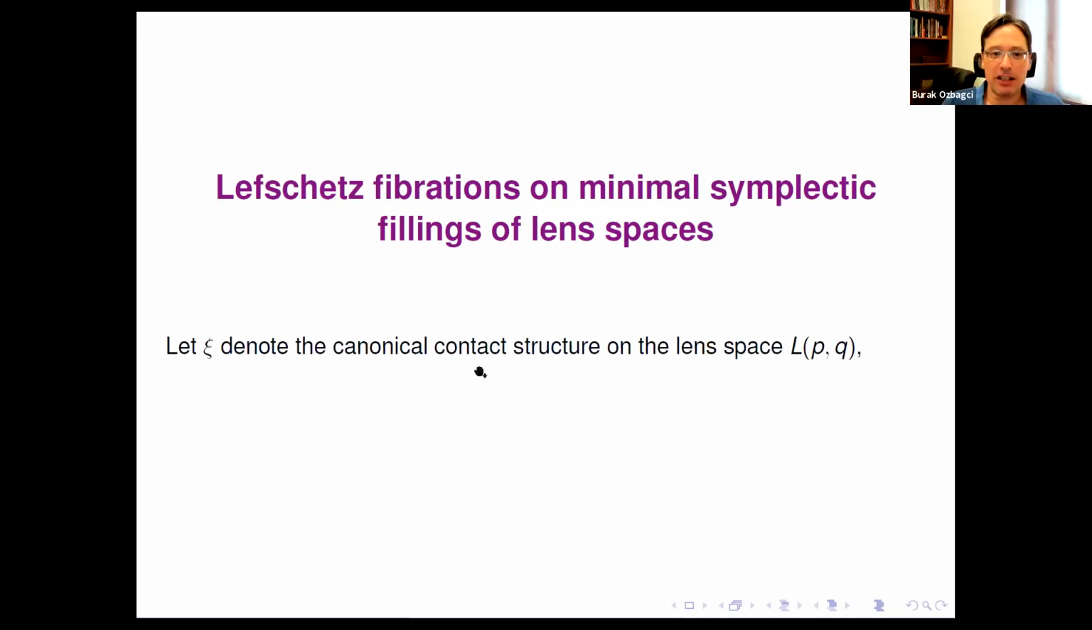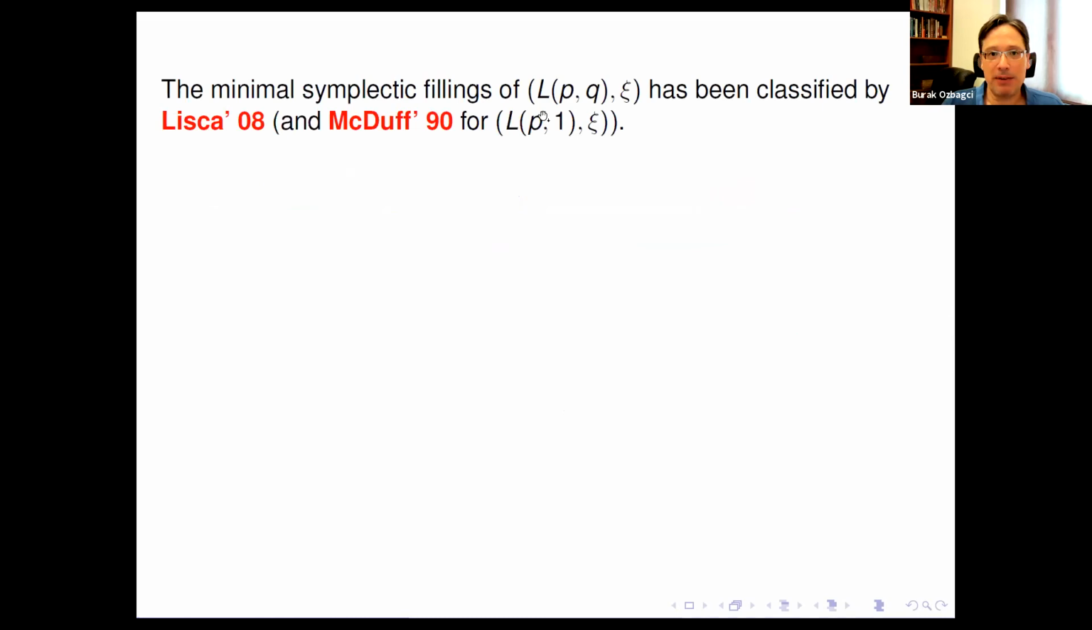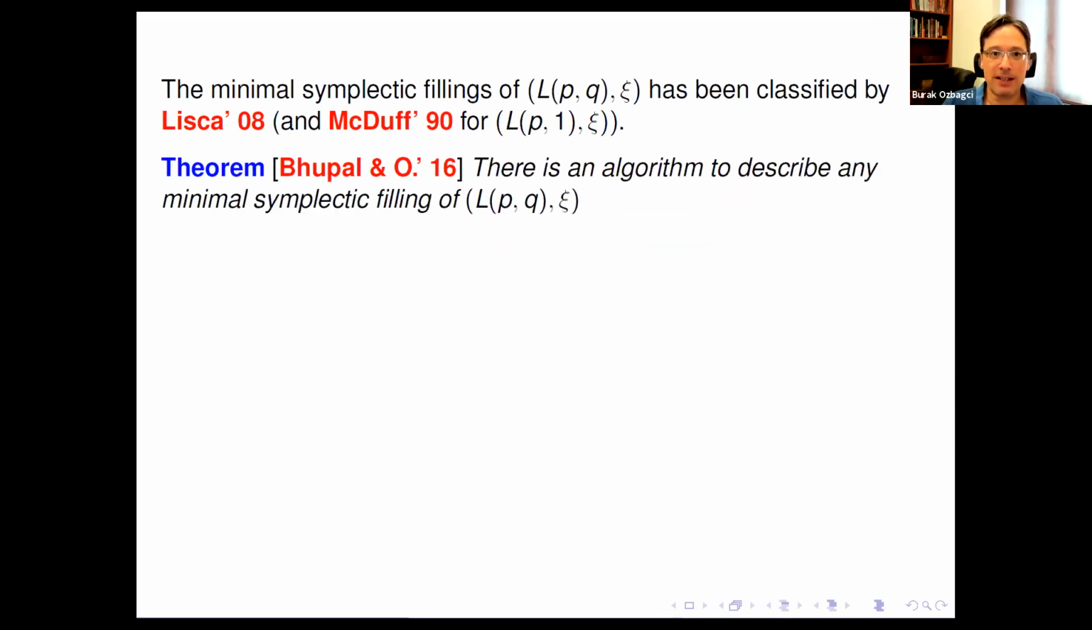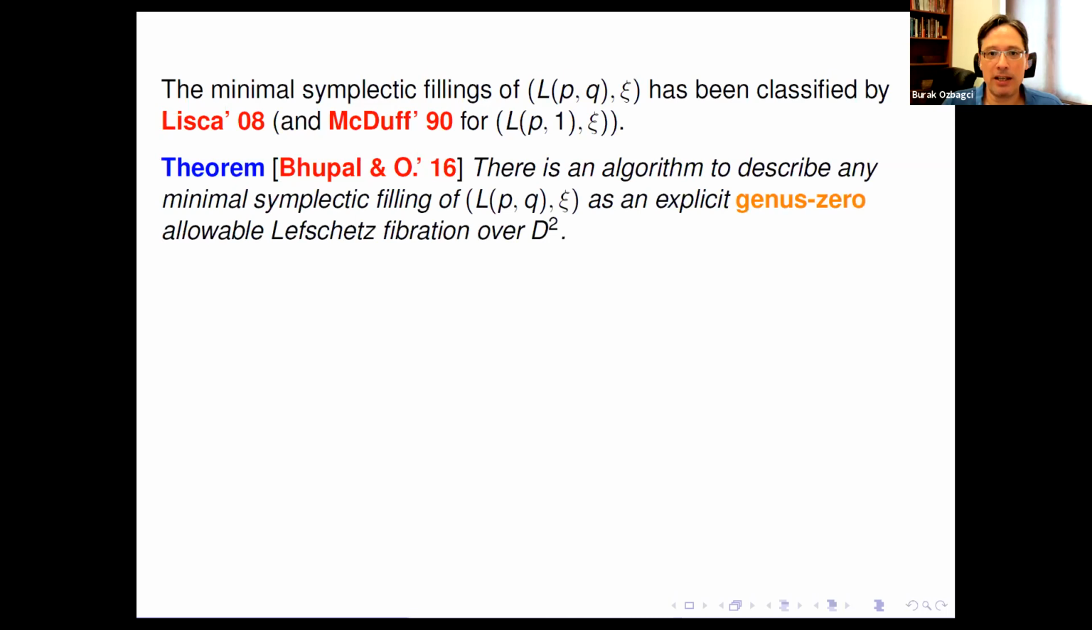Let ξ denote the canonical contact structure on the lens space L(p,q), which is the link of a cyclic quotient surface singularity. The minimal symplectic fillings of L(p,q) with this canonical contact structure have been classified by Lisca, and this is based on the work of McDuff from the 90s, where she already classified L(p,1). A theorem of Mohan Bhupal and myself, which we proved in 2016, says that there is an algorithm to describe any minimal symplectic filling of L(p,q), ξ as an explicit genus 0 allowable Lefschetz fibration over the disk. Genus 0 is the part that I emphasize.